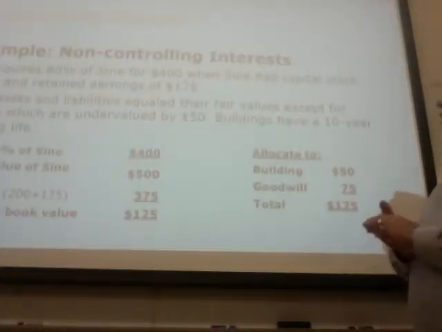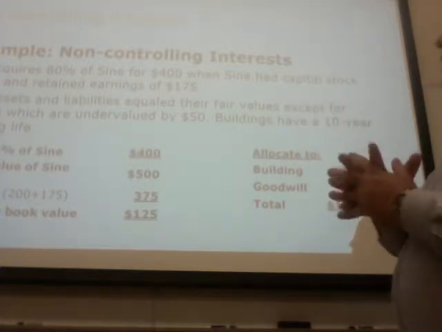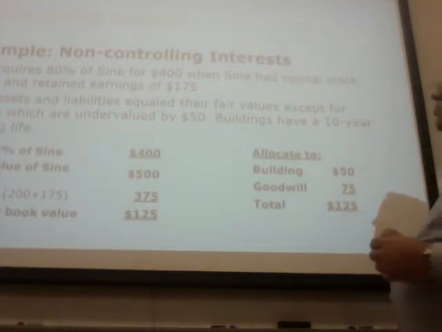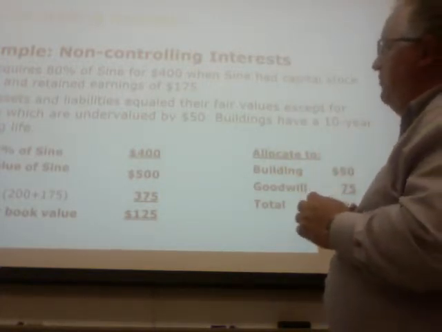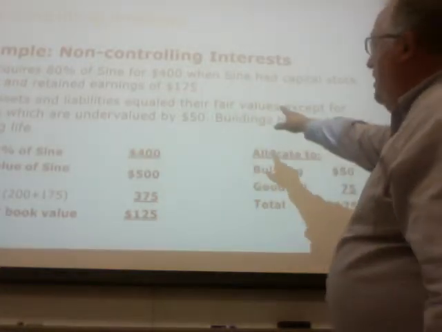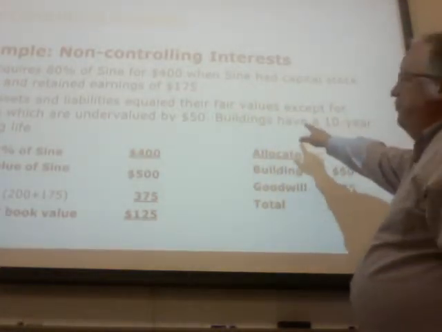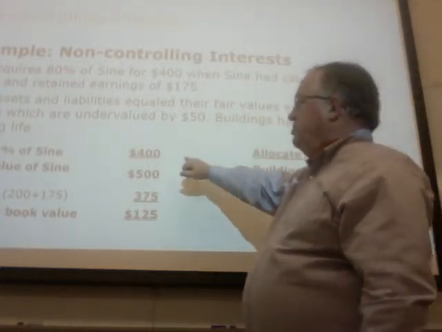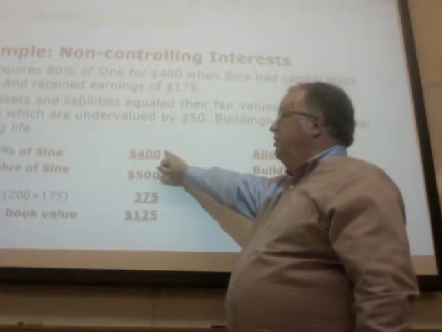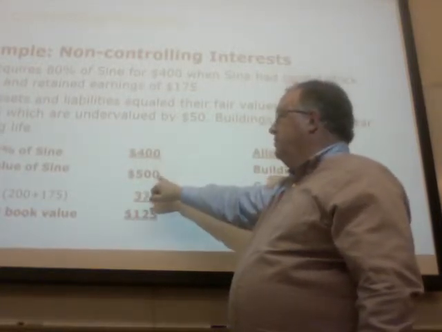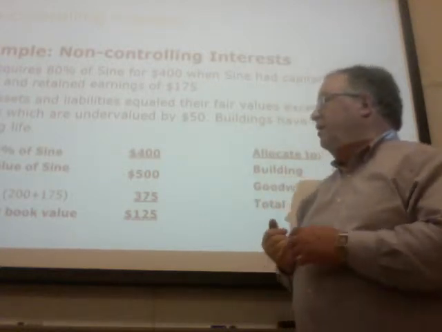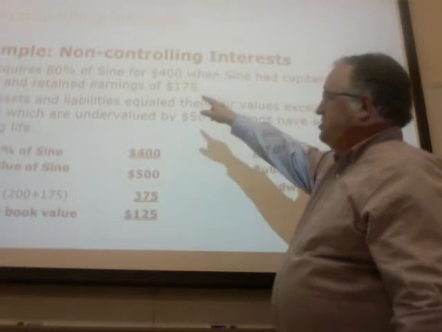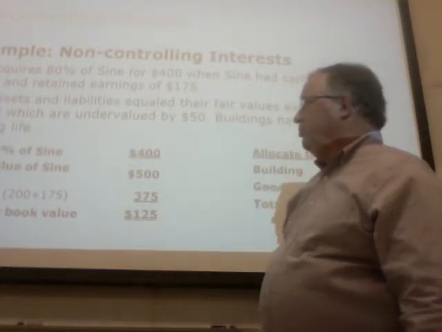Okay, an example for the non-controlling interest. So Popo acquires 80% of Sign for $400 when Sign had capital stock of $200 and retained earnings of $175. Sign's assets and liabilities equal their fair value except for buildings, which are undervalued by 50, and buildings have a 10-year remaining life. So here's our cost of 80% of Sign. 400 divided by 0.8, or 80%, is going to say the implied value of Sign is 500. Book value, its net assets, which are the same as its stockholders' equity at book value, are 375.